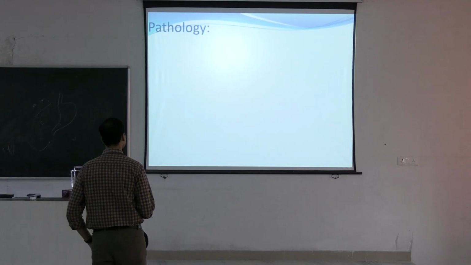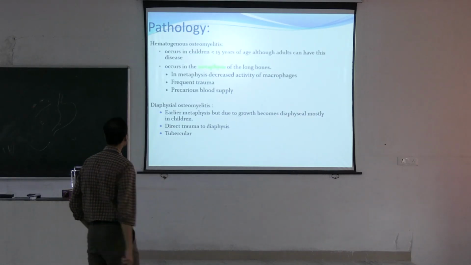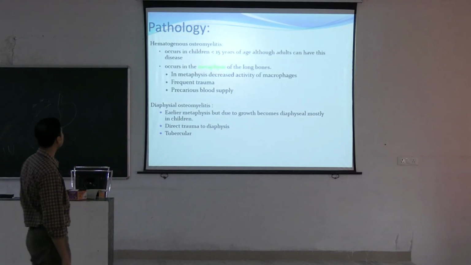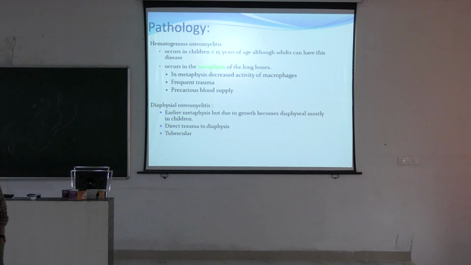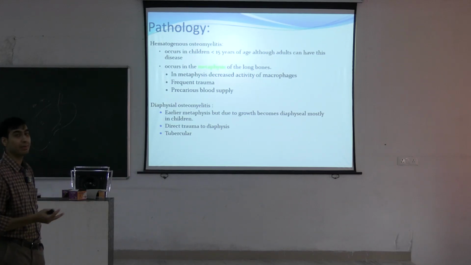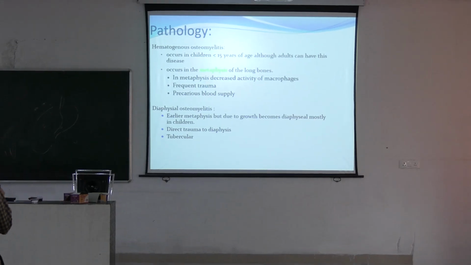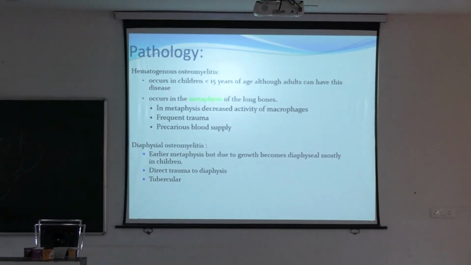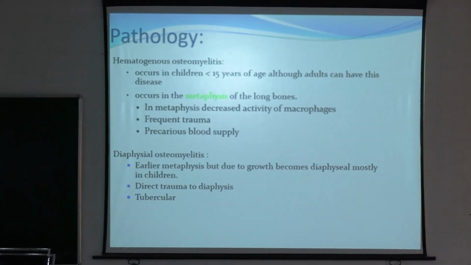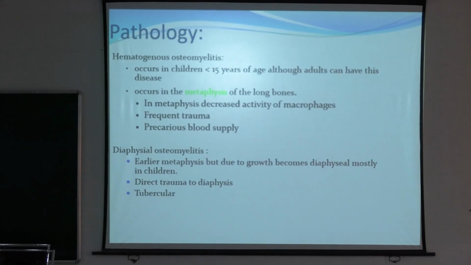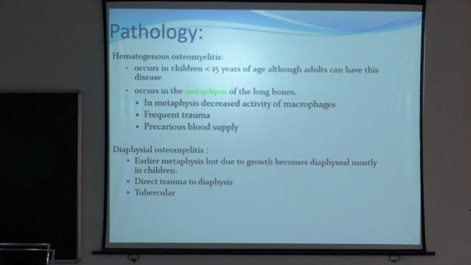Let's come to the pathology. This is important. Hematogenous osteomyelitis occurs in children less than 15 years of age, in the metaphysis of the long bone that I was saying before. Why? Because there is decreased activity of the macrophages, precarious blood supply, and frequent trauma, because whenever you hit the bone, either your shin or just above the ankle, both are metaphyseal areas. And the precarious blood supply is because of that end loop that I was talking about.